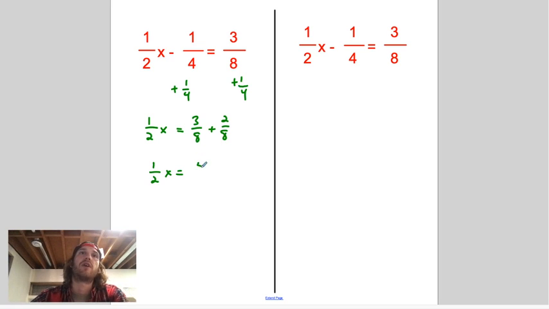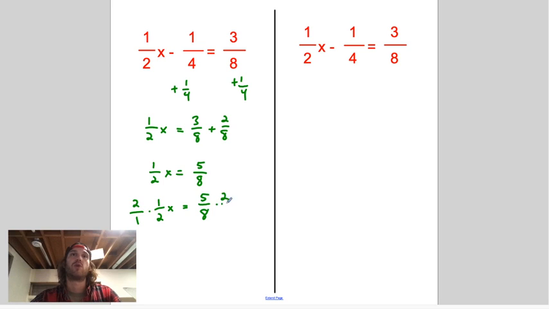Then we can add these two together and you'll get 5/8. And now we're multiplying x by 1/2. To turn that into 1, we could either multiply by 2 or divide by 1/2. They're logically equivalent. So I'm going to multiply both of these by 2. Multiply both sides by 2. 2's cancel. We end up with just x equals 5 over 8 times 2 over 1, which is 10 over 8. But 10 over 8 can be simplified to 5 over 4.